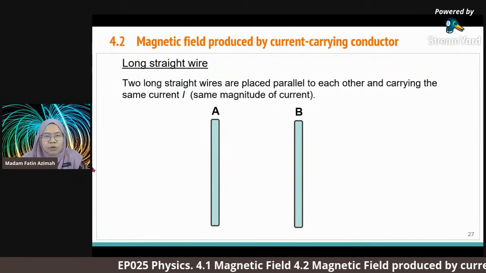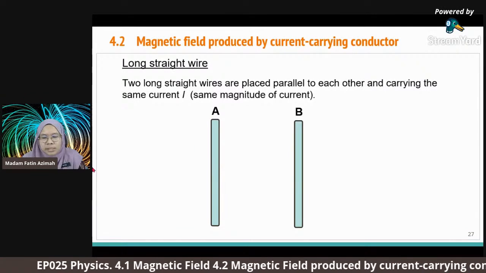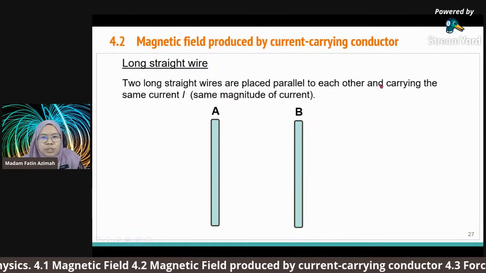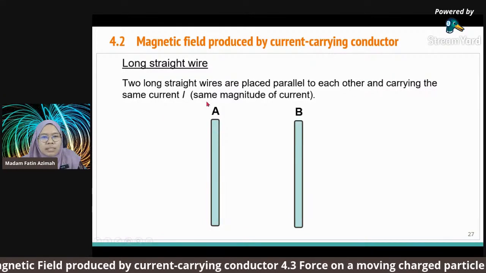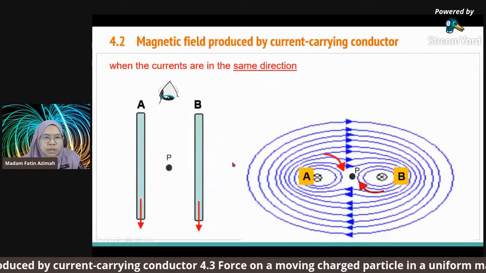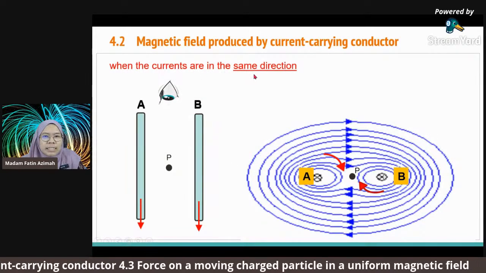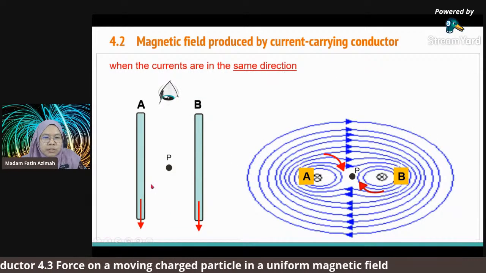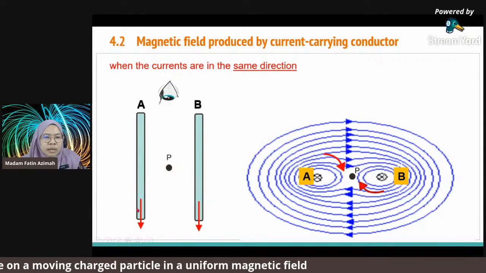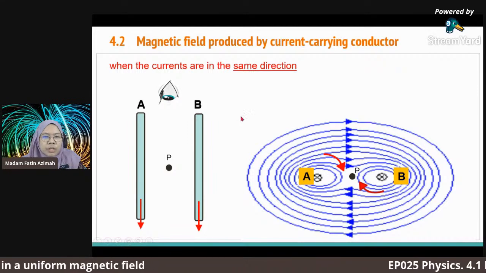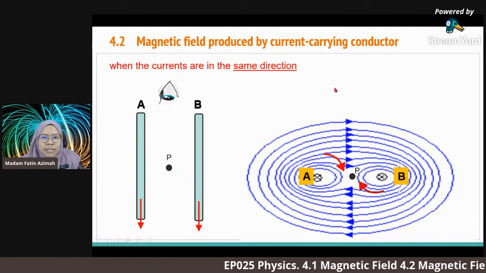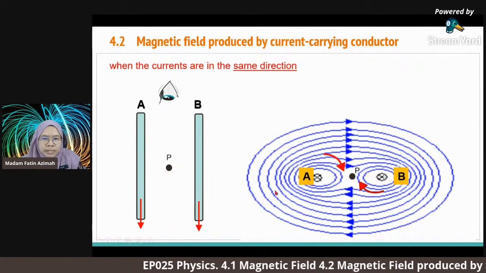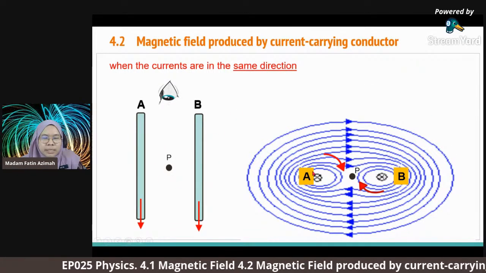Okay, for the case of having two long wires that are placed parallel to each other and carrying the same current, so in this case, the same magnitude of current, and the currents are in the same direction, in this case the currents are flowing down. Here we are going to use the right hand rule to sketch the pattern around the two wires and also at point P.